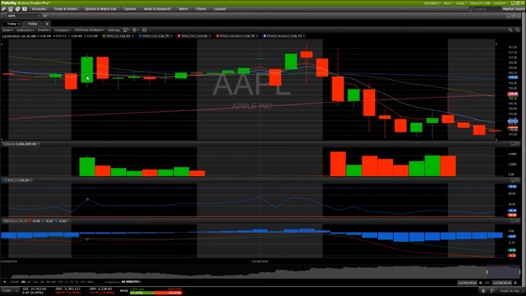So Apple consolidation occurring, keeping a close eye on the correlation between the S&P 500 and Apple, and we'll see if the middle Bollinger Band on the daily time frame can hold its first test.